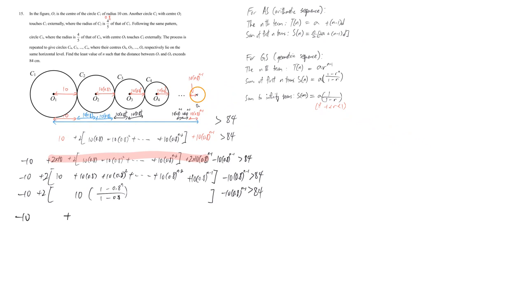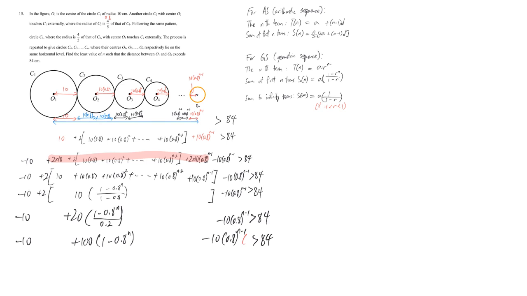Negative 10, and then 2 times 10 first, we have 20 times 1 minus 0.8 power of n, and then the denominator we can combine, it becomes 0.2. And then minus 10 times 0.8 power of n minus 1, larger than 84. Negative 10 plus 100 times. Now I predict that the n minus 1 here is very troublesome. I have power of n. I don't prefer power of n minus 1.